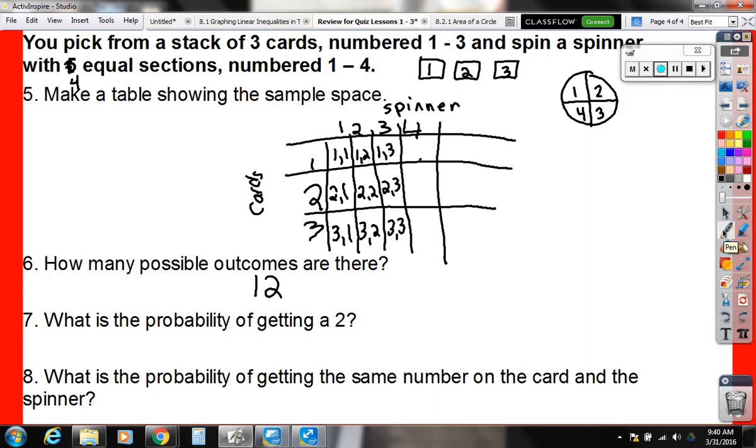Okay, so what Owen is saying is I should put the 1 first here because that's the order I went in all the other times. So 2, 4, and 3. Does that look better? Yep. Okay, now what's the probability of getting a 2?